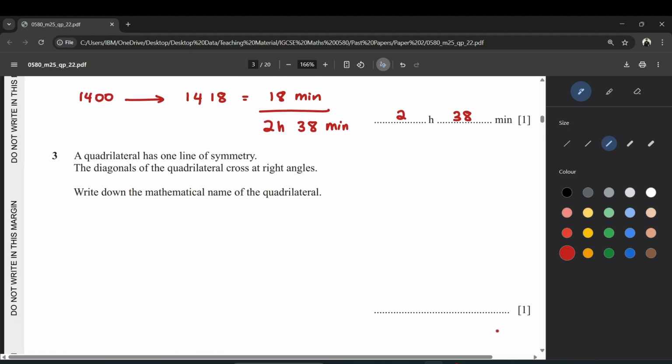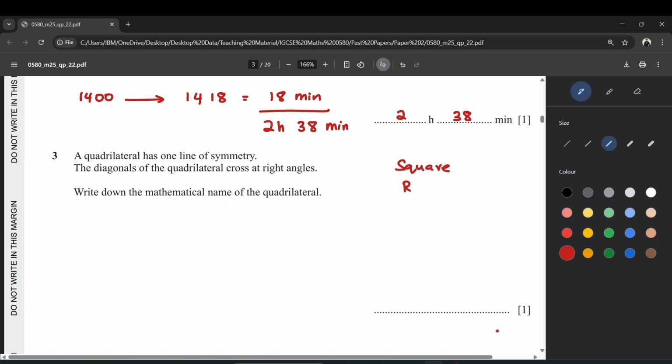Question number 3. A quadrilateral has one line of symmetry. The diagonals of the quadrilateral cross at right angles. Write down the mathematical name of the quadrilateral. Now, the quadrilaterals that are part of your syllabus are as follows.